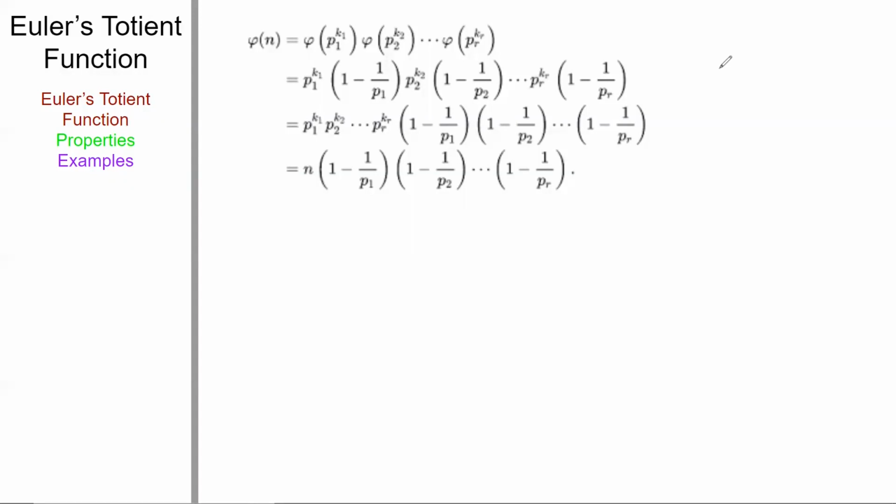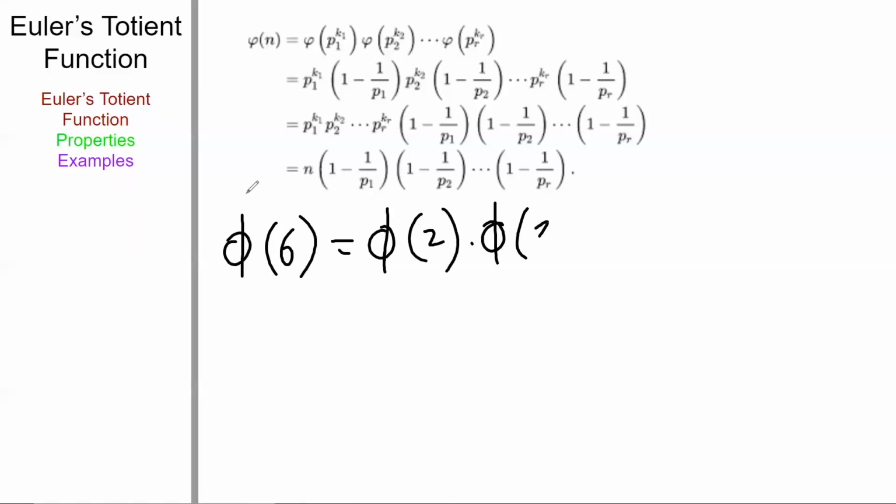Okay, so we're going to go with the numbers 2 and 3. You'll find that because 2 and 3 are relatively prime, the Totient function of 6 is actually equal to the Totient function of 2 times the Totient function of 3. So let's see if this is actually true. Well, we already established that the Totient function of 6 is 2, because the only two numbers that work are the numbers 1 and 5.